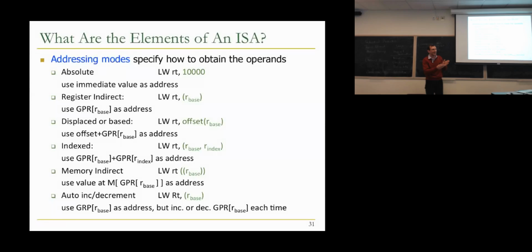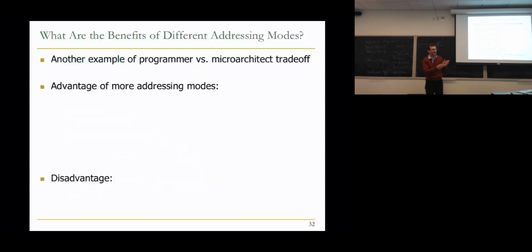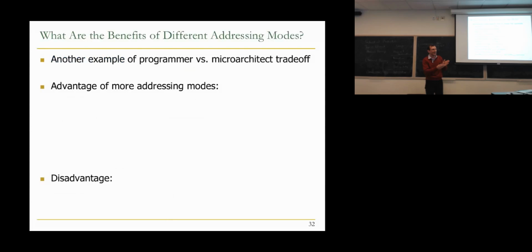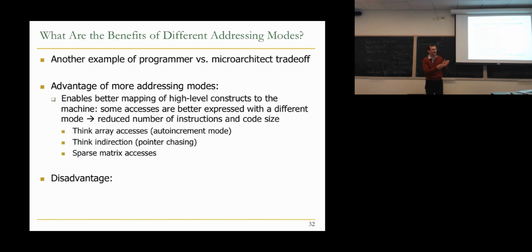OK, so these addressing modes are another example of the programmer versus microarchitect trade-off that we're going to cover a lot in this course. Having more addressing modes could be good for the programmer as long as the programmer can use it. Right? Basically, it enables better mapping of high-level constructs to the machine. And I'll give you specific examples of this. Some accesses are better expressed with a different mode. As a result, you get reduced number of instructions and code size. This is one example.